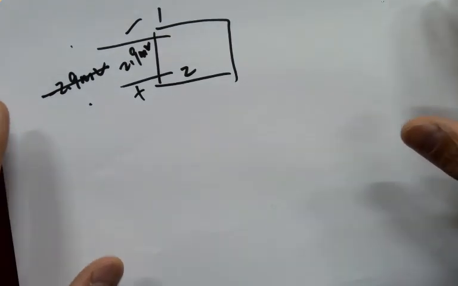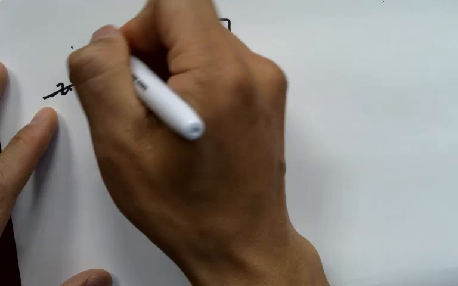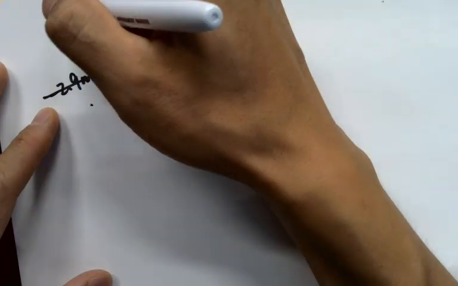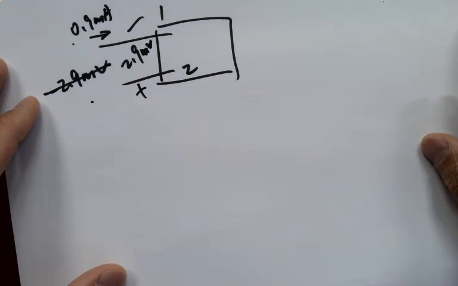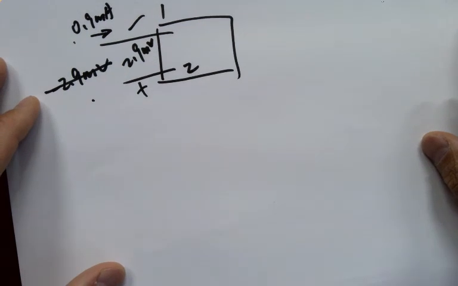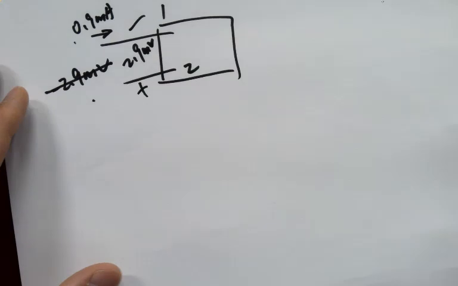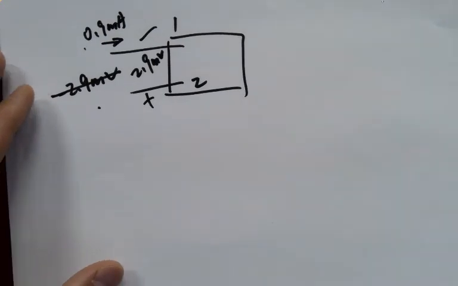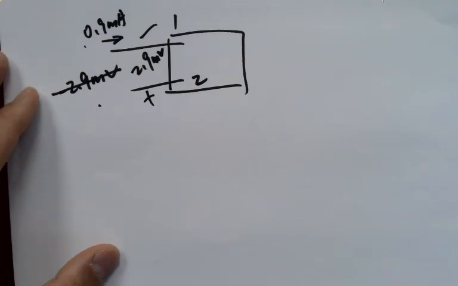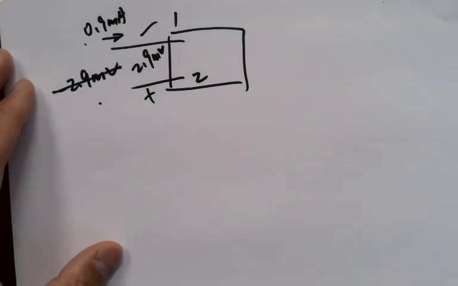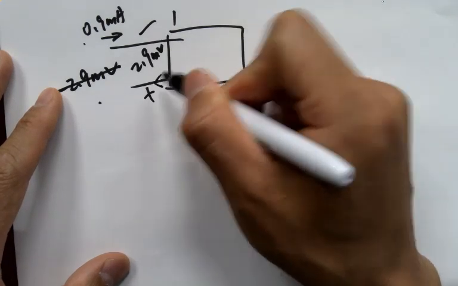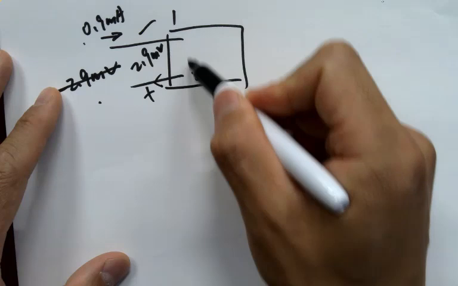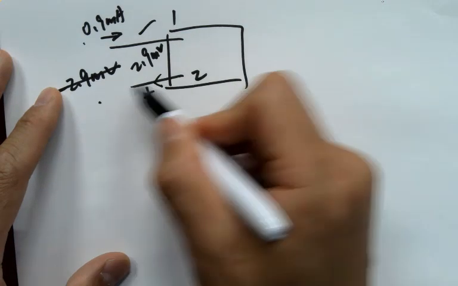And the current entering terminal 1 is 0.9 milliamps, right? Okay, so now you know, it's very similar to the problem we just learned. Is it delivering or absorbing? It flows into 1 and then it's going to flow out from 2. Okay, it's going in and then coming out from 2.